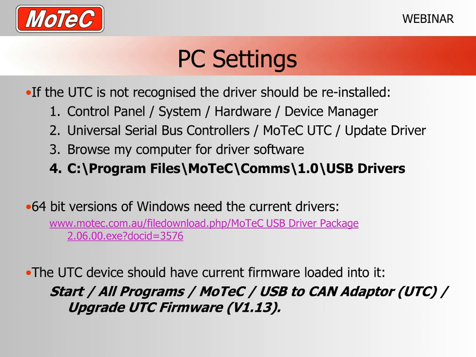So you need to do that simply by going to your Start menu on the laptop or the PC. You select All Programs, then Motek, then USB to CAN adapter, and then there's a selection there to upgrade the UTC firmware. As you can see, the current firmware version is version 1.13, and you should go through that Start menu selection, and if it doesn't show version 1.13 on your own laptop, then you definitely need to update the drivers and install a newer version of ECU Manager so that you can put the correct firmware into the UTC.